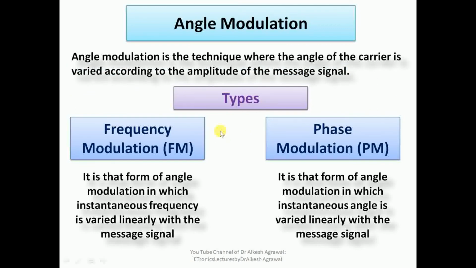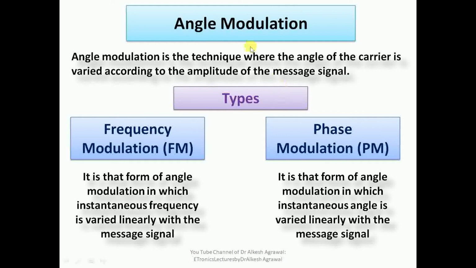So to begin with, after amplitude modulation, we have another analog modulation technique, that is angle modulation. In a very layman definition, it is the technique where the angle of the carrier is varied according to the amplitude of the message or the baseband signal.